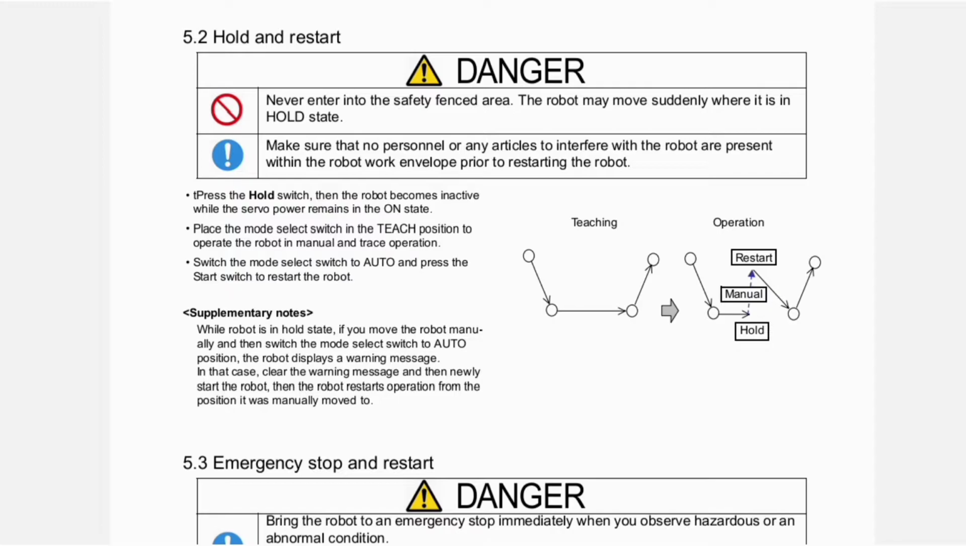Supplementary notes: while the robot is in hold state, if you move the robot manually and then switch the mode select switch to the auto position, the robot displays a warning message. In that case, clear the warning message and then newly start the robot. Then the robot restarts operation from the position it was manually moved to.